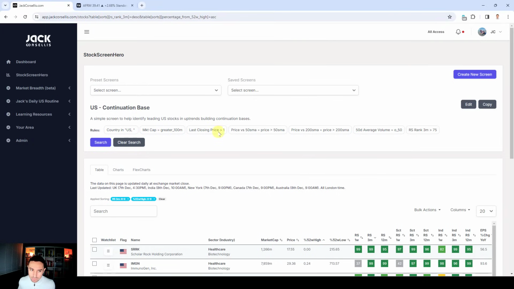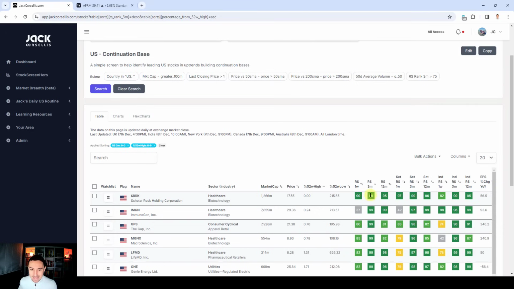Market cap above 100 million, last closing price above $1, price above the 50-day, price above the 200-day. Why? Because in all of those examples, did you see a single setup that was below the 200 or below the 50? No, you didn't. So that's why I'm adding it in here in the criteria. 50-day average volume, 50k, relative strength rank on a 3-month basis greater than 75. Can you add a load of other stuff? Yeah, absolutely can. But what I like to do is cast a relatively wide net and then filter that net via relative strength. So what I've done is I've selected to have the 99 RS, 3-month RS to the top.